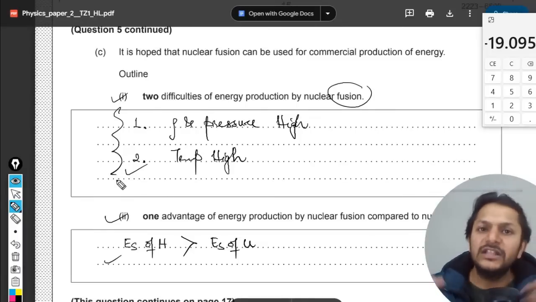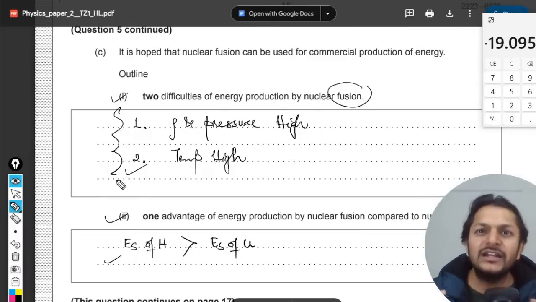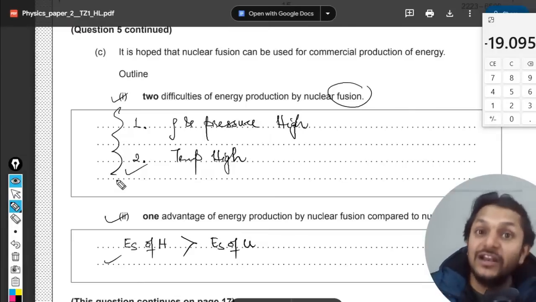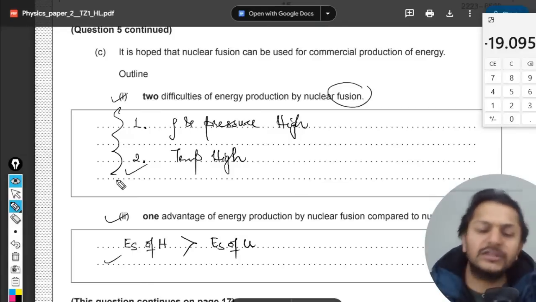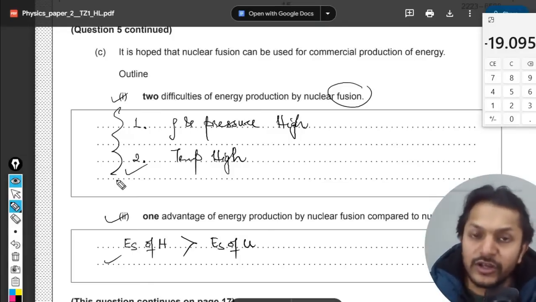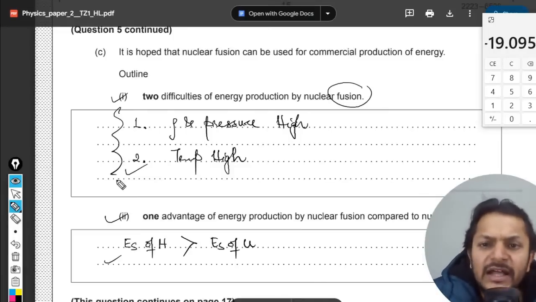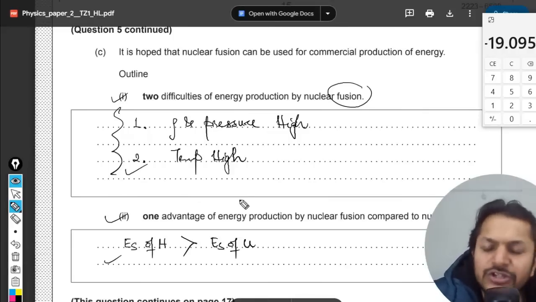That is why the pressure has to be high, density has to be high, so high that if they are moving with that kind of velocity, they will find another proton to collide with, and that will facilitate our nuclear fusion reaction. So these two conditions are really very difficult to meet, and that is why nuclear fusion reactors are not usually used.